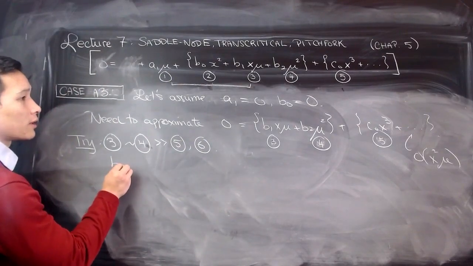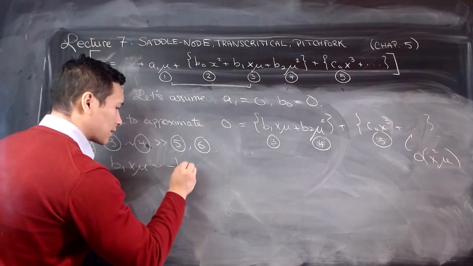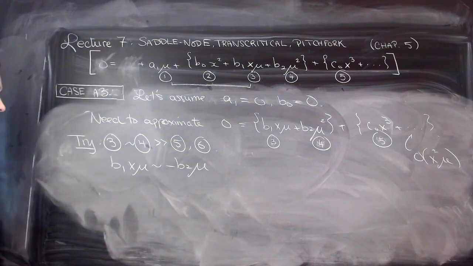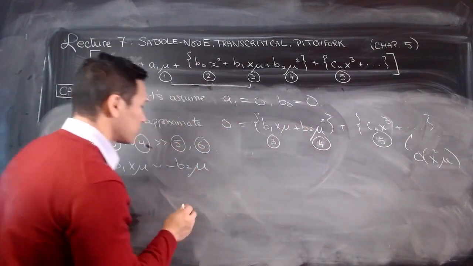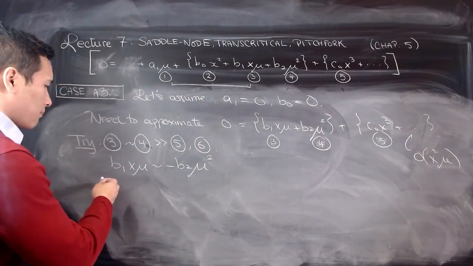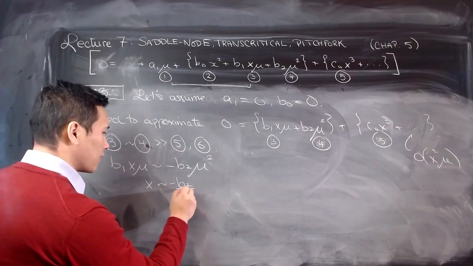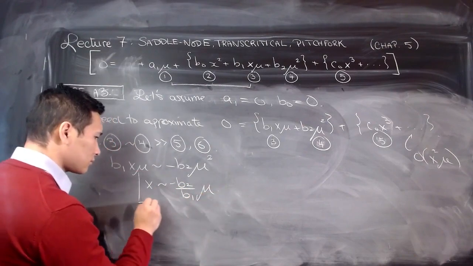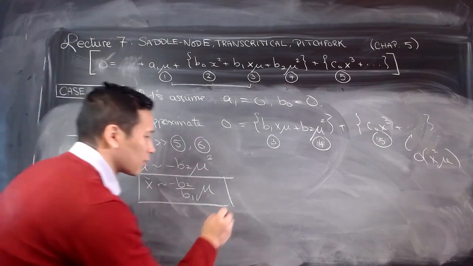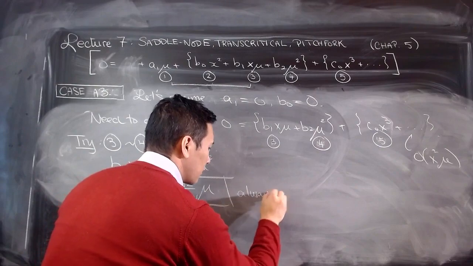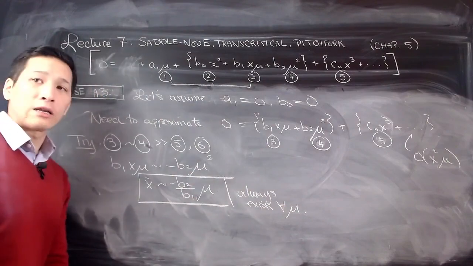So here I'll have b1 times x times mu balancing, I move the other one to the other side, minus b2 times mu squared, sorry, I was confused there. b1 x mu balancing minus b2 mu squared, and so x is then minus b2 over b1 times mu. So the first thing to notice is that this always exists, for mu negative and for mu positive.